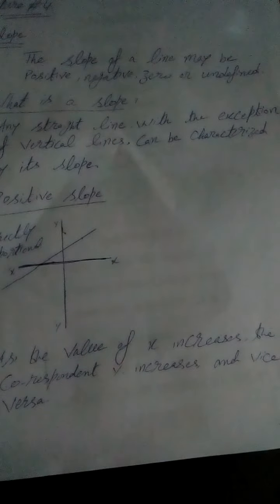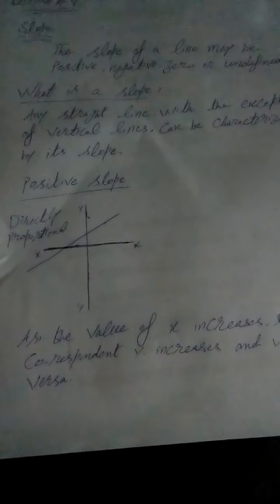Okay, this is slope. Now we will discuss the types of slope. There are actually four types of slope. One is called positive, other is negative, zero, and undefined. So we will discuss all these types step by step. So first we have a positive slope.